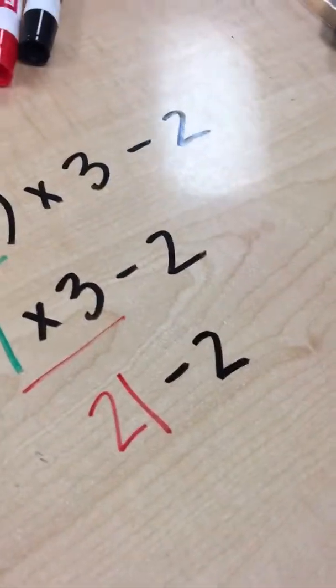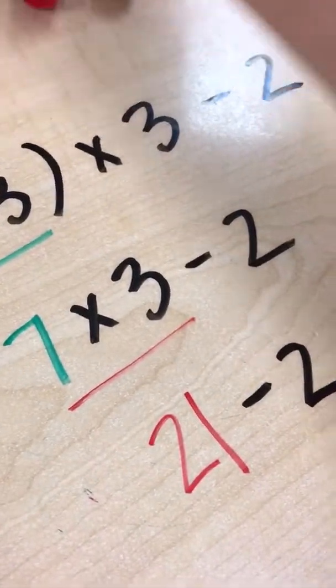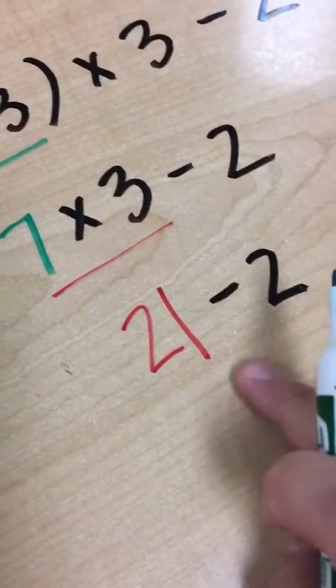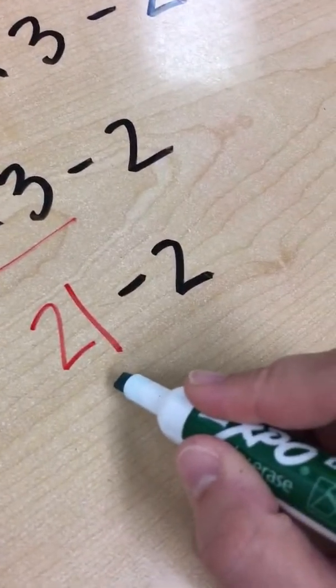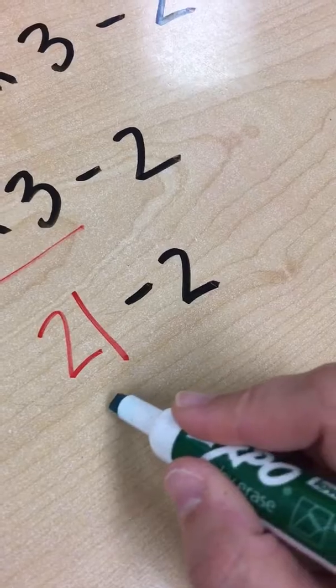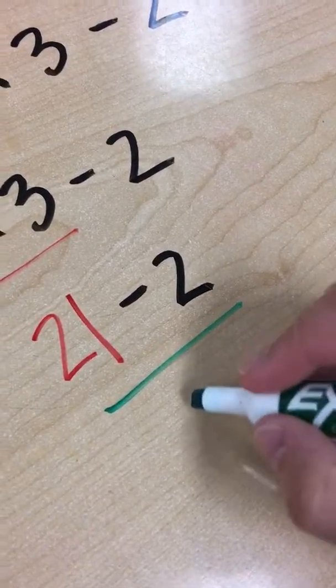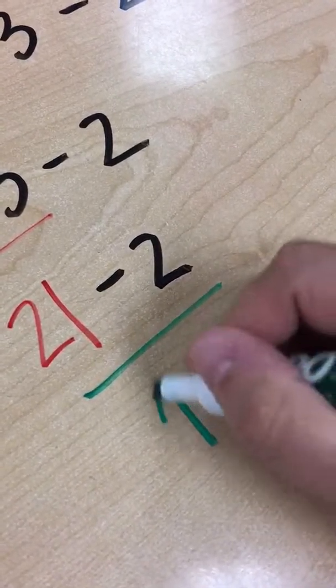Now I don't have any more multiplication or division, so now I just have one problem left, subtraction. The last step would be addition or subtraction. 21 minus 2. So the final answer is 19, and then I would circle it.